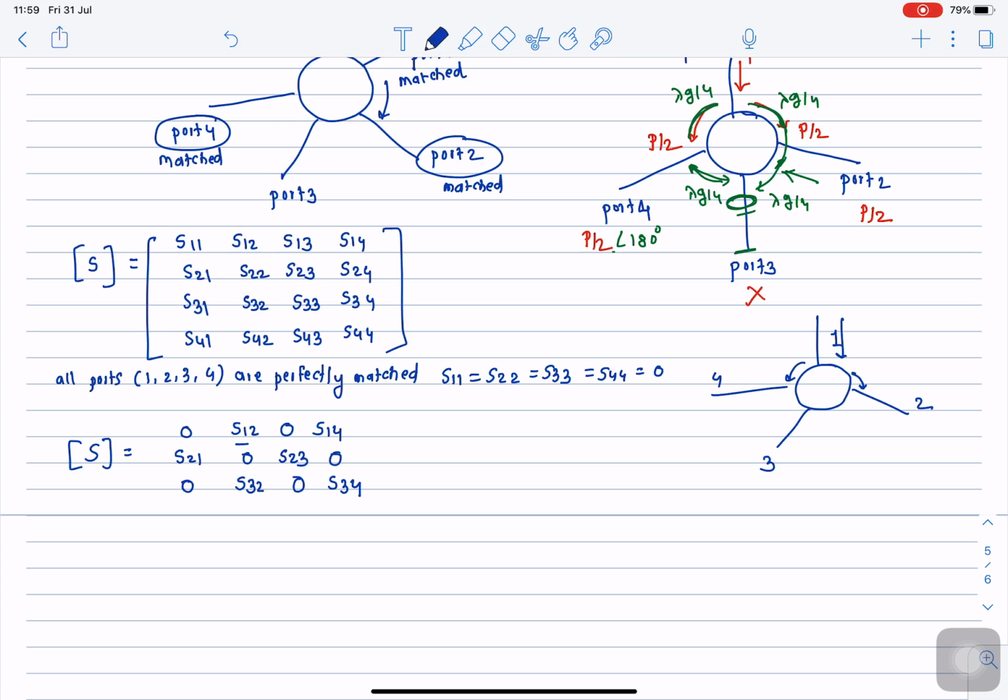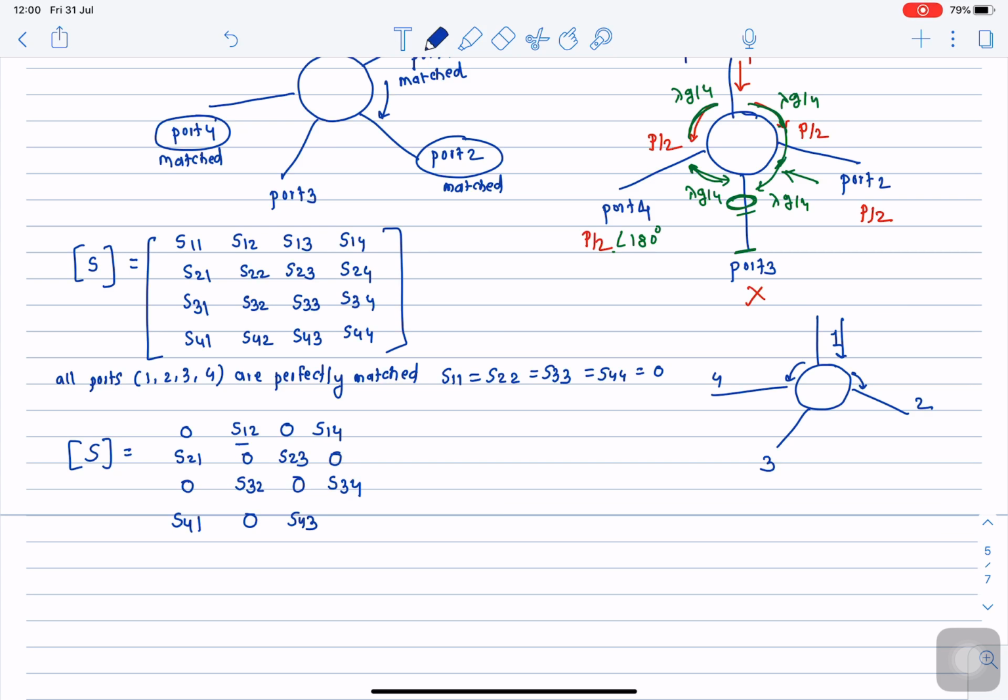Similarly 1 to 4, yes, it is possible, so S41 is non-zero. S42, that means from 2 to 4, is not available, so you can write it as 0. S43, from 3 to 4 it is possible, so you can write S43, and similarly S44 is equal to 0. So this is the simple matrix of a hybrid ring or rat race junction.